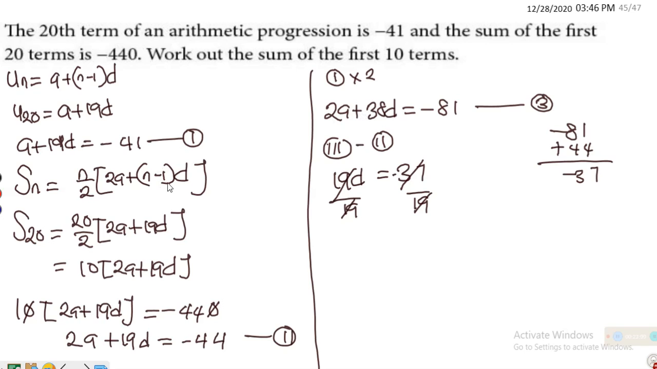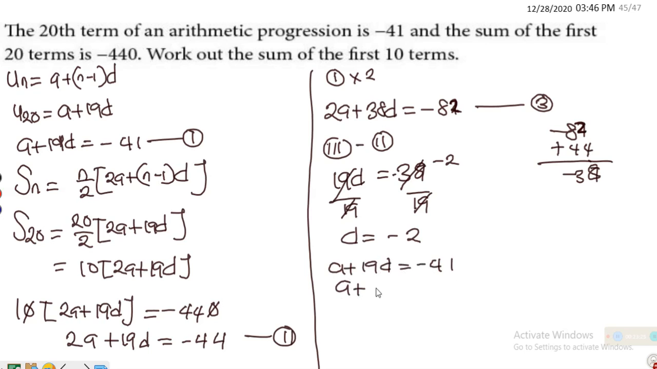440, of course. Multiply. This is 82. 82. So this is 38. So this is minus 38. So 19 and 38 we have minus 2. So therefore d equals minus 2, and using any of the equations to find a, let's use equation 1.